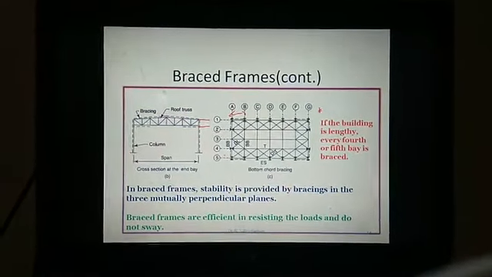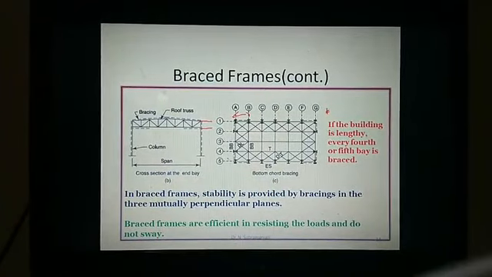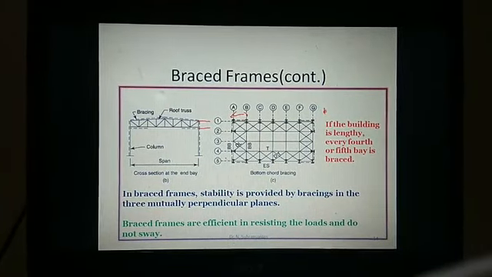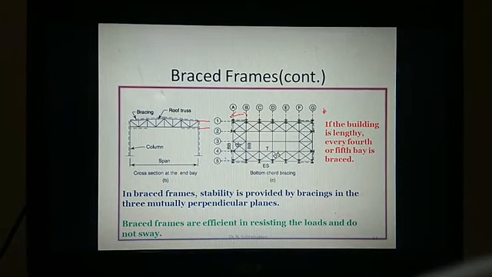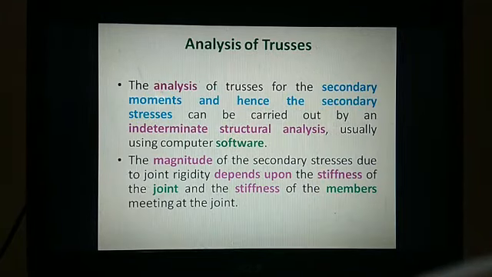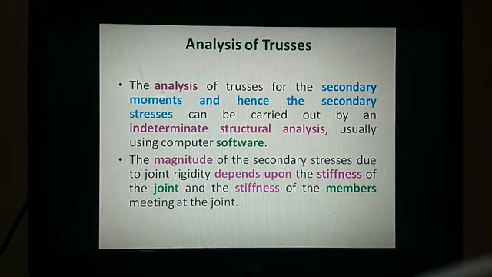Okay, isn't it? Yeah. So that is how the braced frames, elevations and top view look like. Okay, and further, the analysis of roof trusses. Here, as we discussed, the analysis of trusses for secondary moments, and hence the secondary stresses, can be carried out by considering your structure as an indeterminate structure.